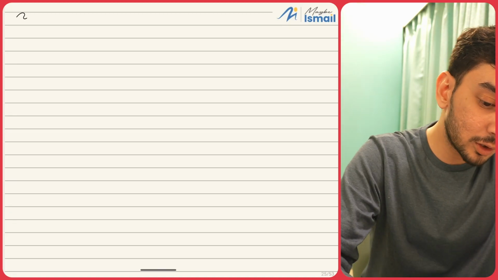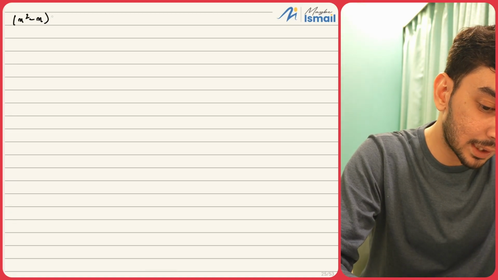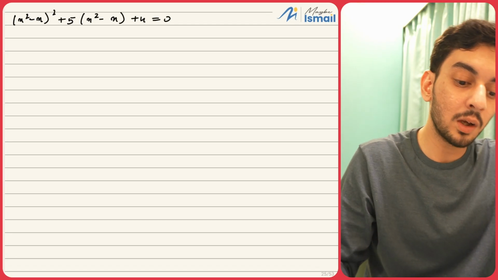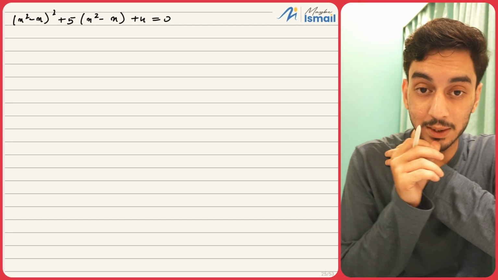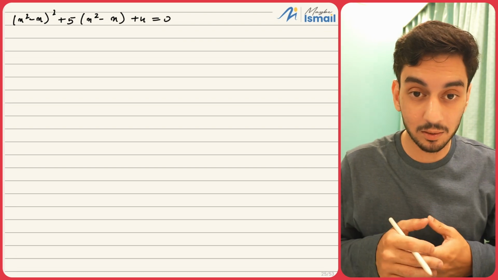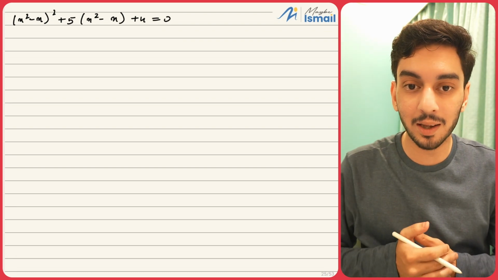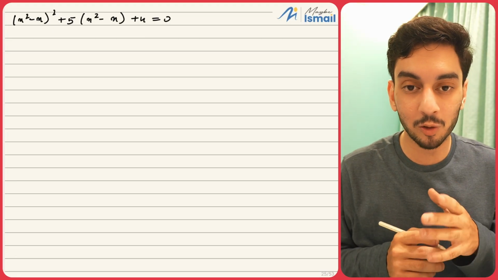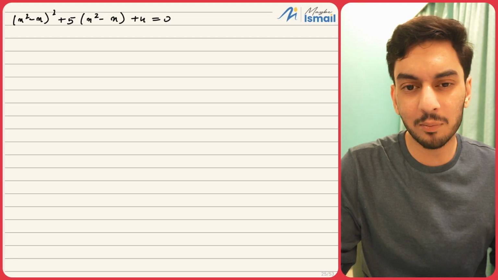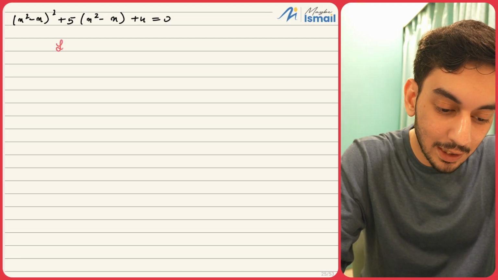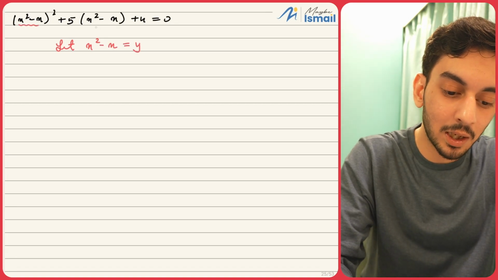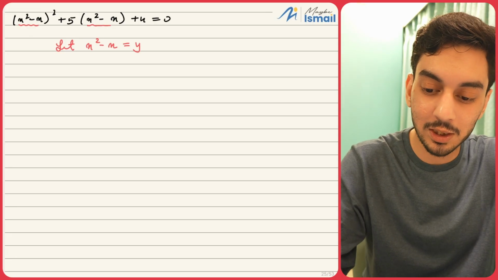So the question which I have over here is x square minus x all squared plus 5 times x square minus x plus 4 is equal to 0. Now, the simple way of doing this question is to again let something be some better thing and do it. The not very simple way is to use the expansion formula, a minus b the whole square. I would not recommend doing that, that's just a waste of time. So I would say let x square minus x be equal to y. Why do I say that? Because I see it is being repeated multiple times over here.